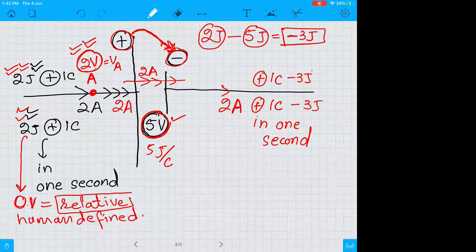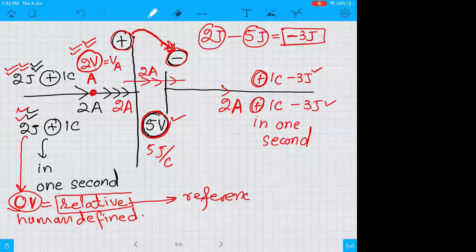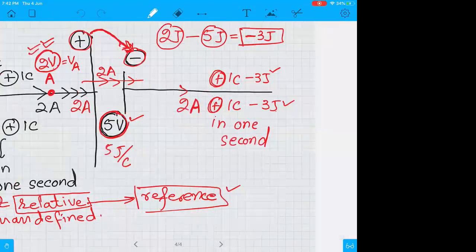What is meant by this negative 3 joule? It means that the charge after passing the cell has 3 joules less than the reference. This 0 volt is the reference. So we take some value or some charge as a reference and we define it as 0. Just for example, if the reference value is 100, that 100 will be called as 0. Then this 2 would be 102 and negative 3 would be 97. We need to understand that.